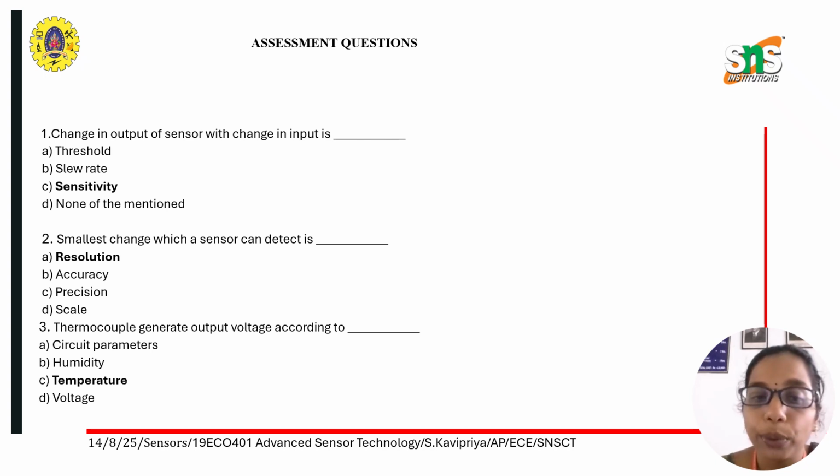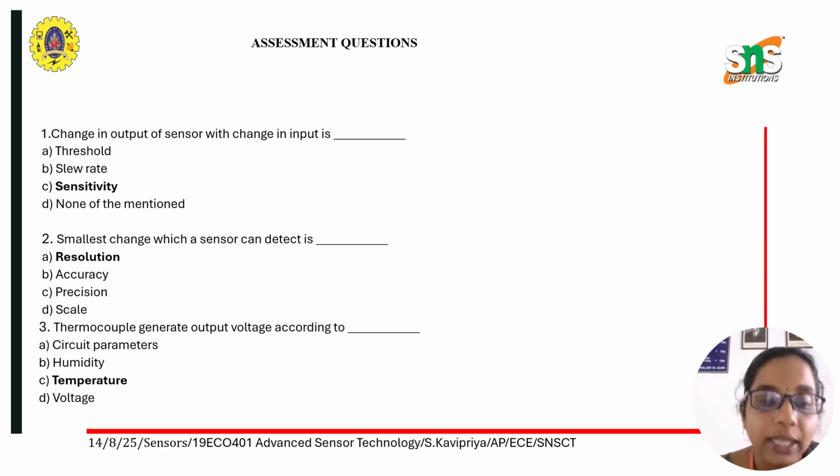Next is an assessment question. The change in output of a sensor with change in input, we call it sensitivity. Next, the smallest change which a sensor can detect, we call it resolution. If a sensor is capable of detecting the smallest change in the input, then the sensor has the highest resolution.